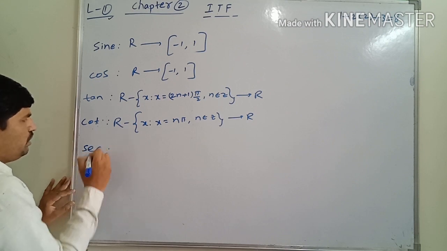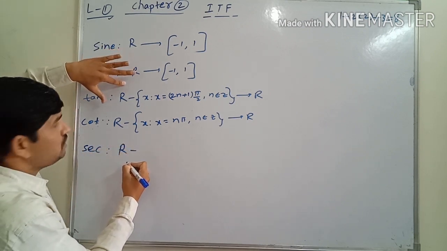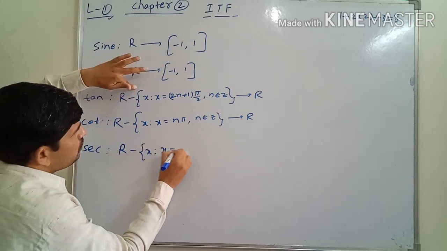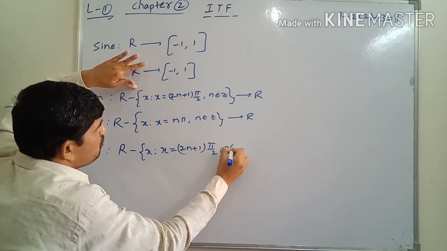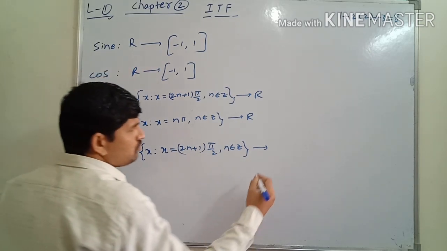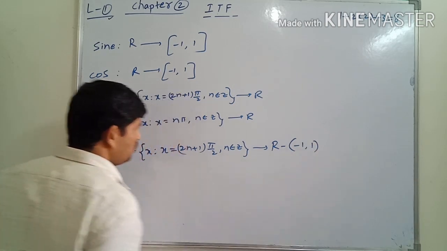Next, again I will write the sec function. If you are taking the sec here, R minus, again the domain of secant is similar to the tan. So x such that x is equal to (2n plus 1) into pi by 2, where n belongs to Z. Yes. Next, what is the range of this? It is R minus the open interval minus 1 to 1.